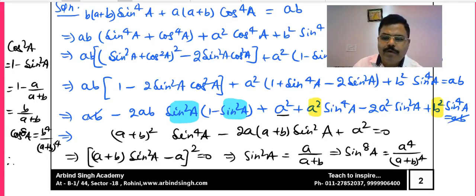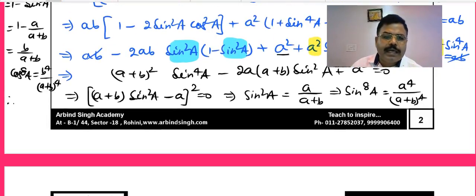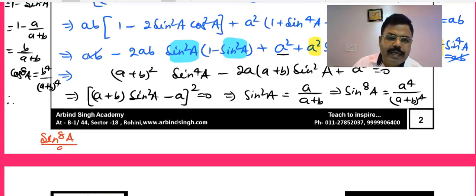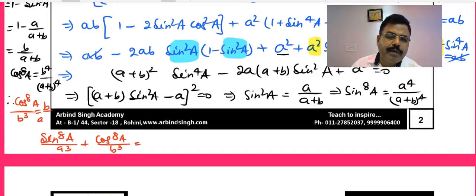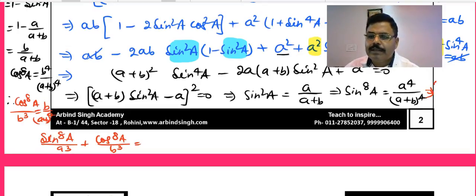And therefore, one can write it like sin^8 A. Finally, I can write here sin^8 A upon a³ plus cos^8 A upon b³ will be equal to, because b³ will divide here. So cos^8 A upon b³ is equal to, here it will come, b upon (a + b) to the power 4. And similarly here, what will happen? Sin^8 A upon a³ is equal to a upon (a + b) to the power 4.